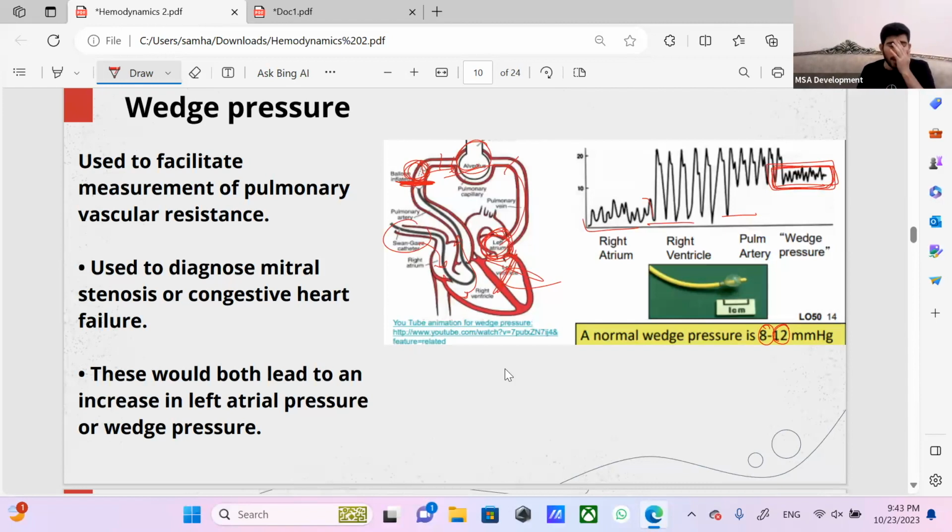Okay, please memorize it. It's 8 till 12. Okay, the wedge shape, which is the left atrium pressure, is 8 till 12. Now, why is that important? Why would we care about the left atrium pressure? Because of two things. First thing is mitral valve stenosis. The other one is congestive heart failure.